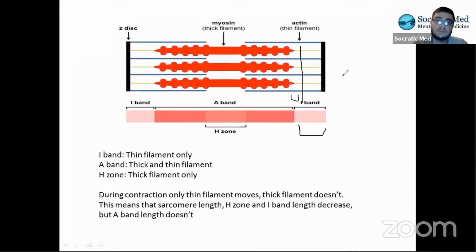filaments gets bigger. And a way to easily memorize which filaments decrease in length is the ones that have only one type decrease, because the overlap gets bigger. Whereas something like the A band, which has overlap, it has both, doesn't change in size, okay? Any questions before I move on after this brief overview?